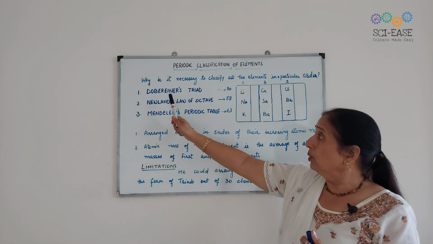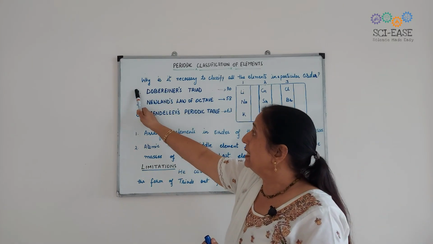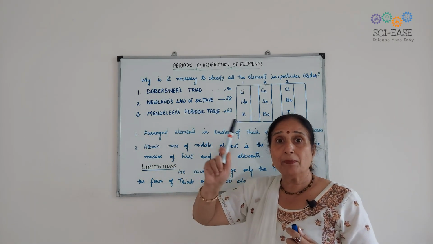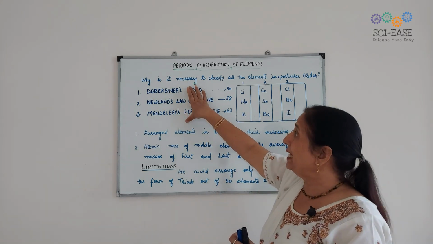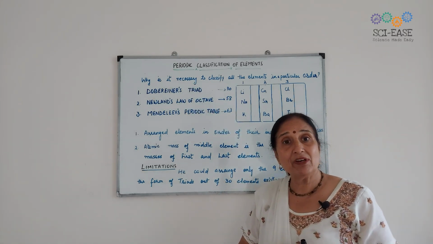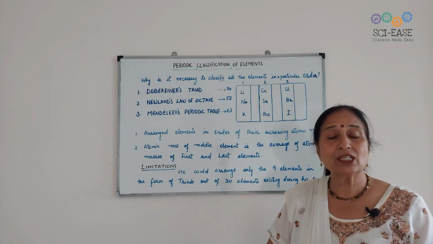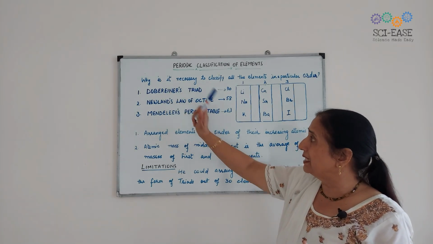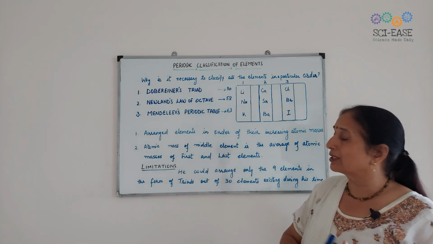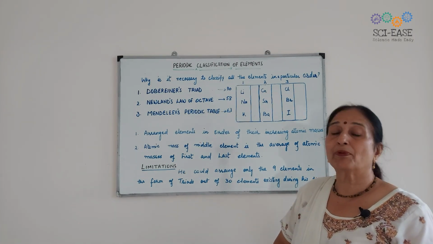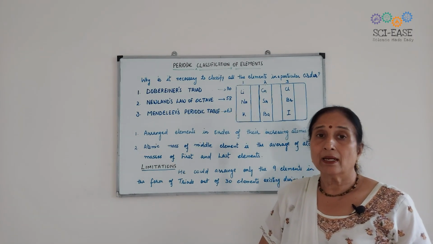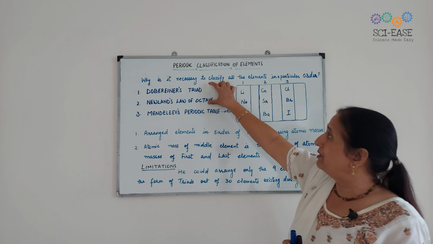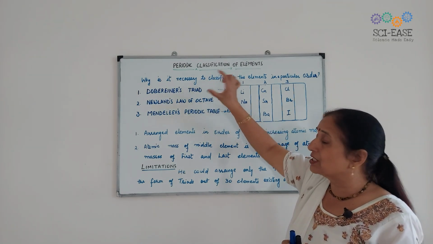We will study, prior to the modern periodic table, 3 tables given by different chemists or scientists. They are Dobereiner's triads, Newlands' law of octaves, and Mendeleev's periodic table. In this video, I will take up the first 2.